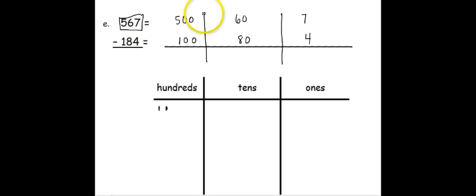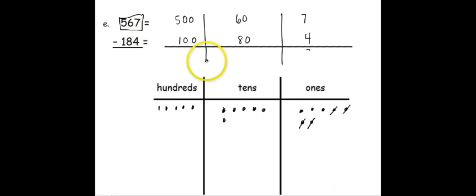We have 5 hundreds, 6 tens, and 7 ones. Starting in my ones column, I have 7 ones and I need to take away 4. So I'll cross off 4, and that leaves 3 ones. In my tens column, I have 6 tens or 60. I need to subtract 80.